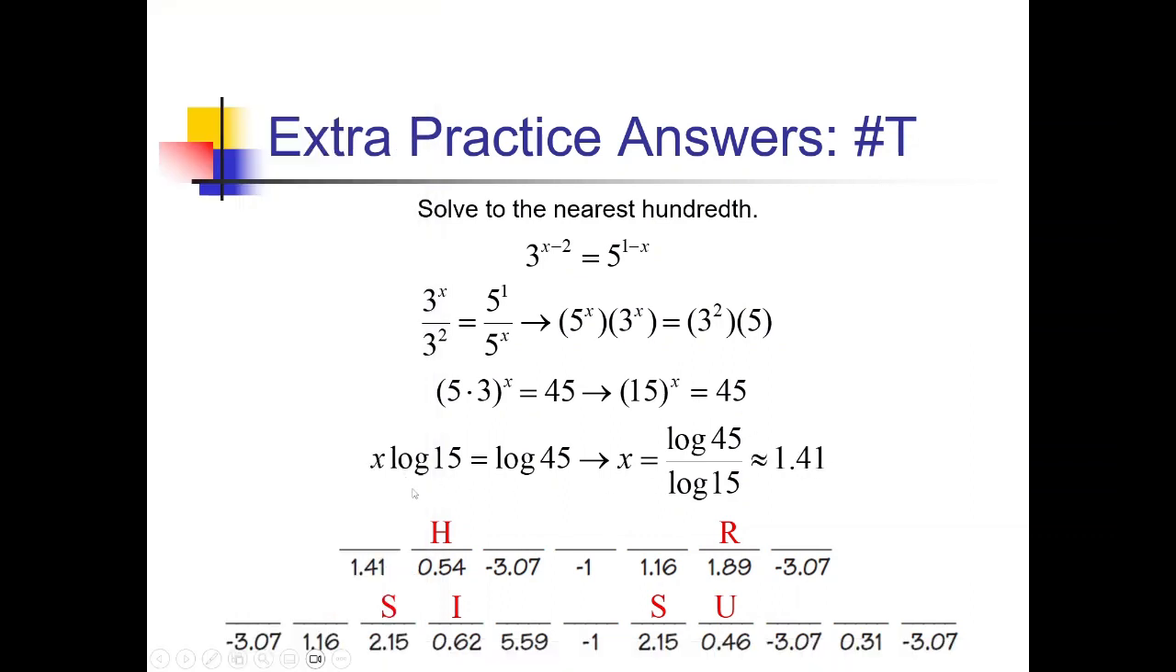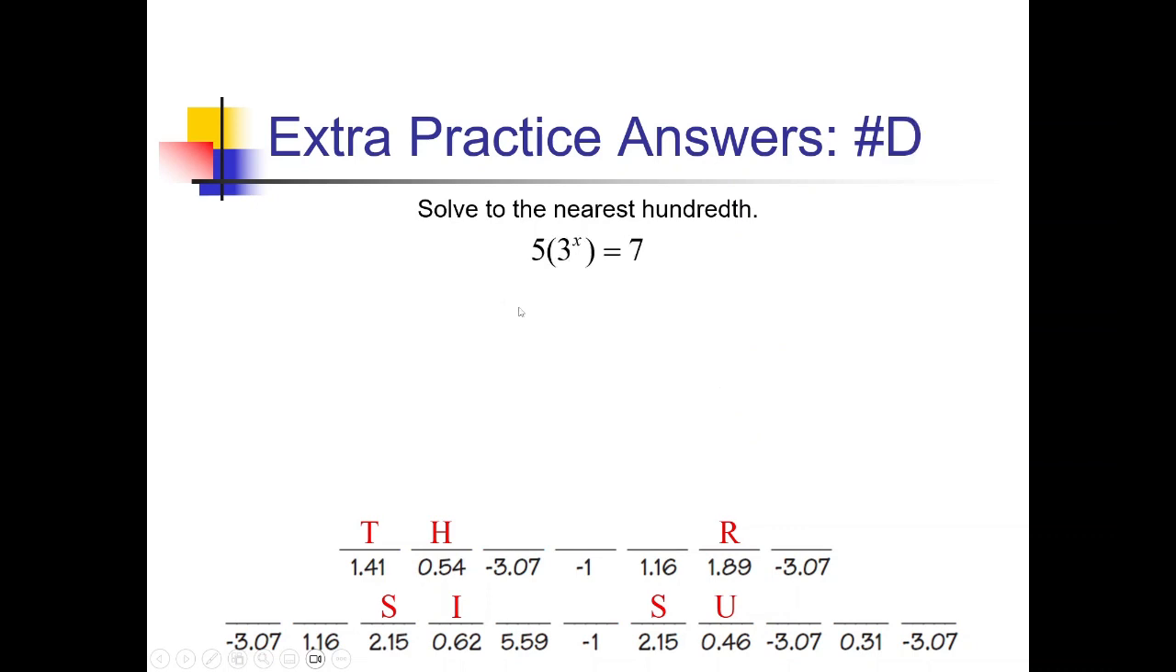And 1.41, I see one of those right there, so there's a t. And are there any more of those hanging around? Nope, that's it. For problem D, we have a 5 out here with this 3 to the x.